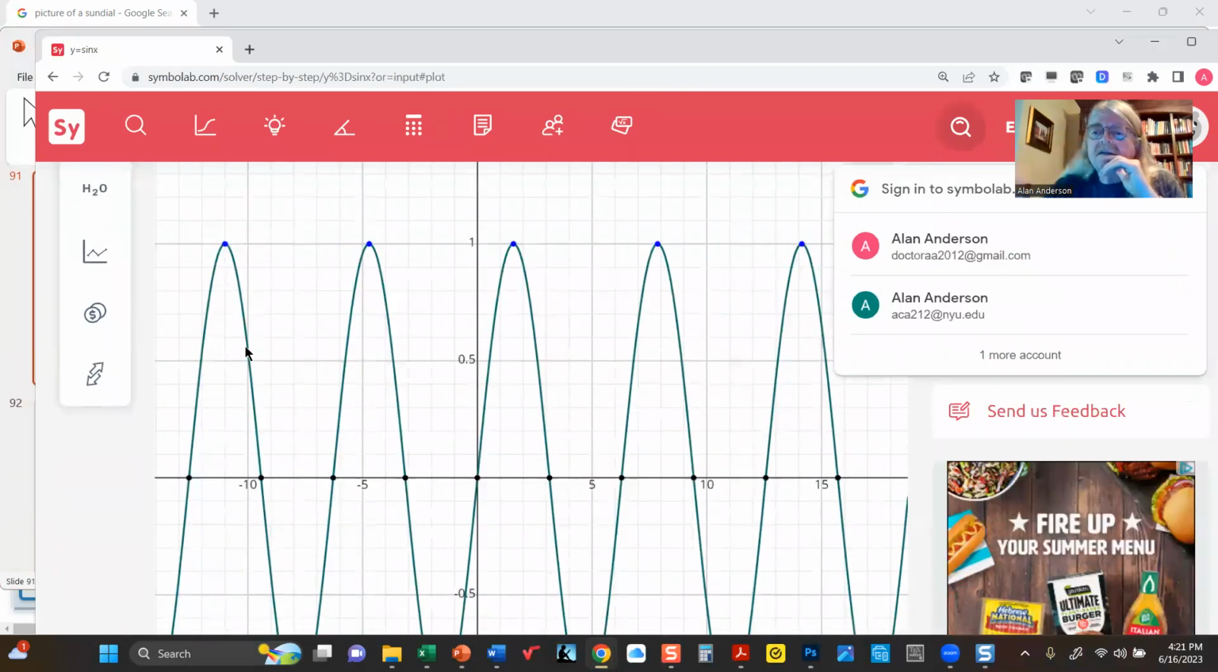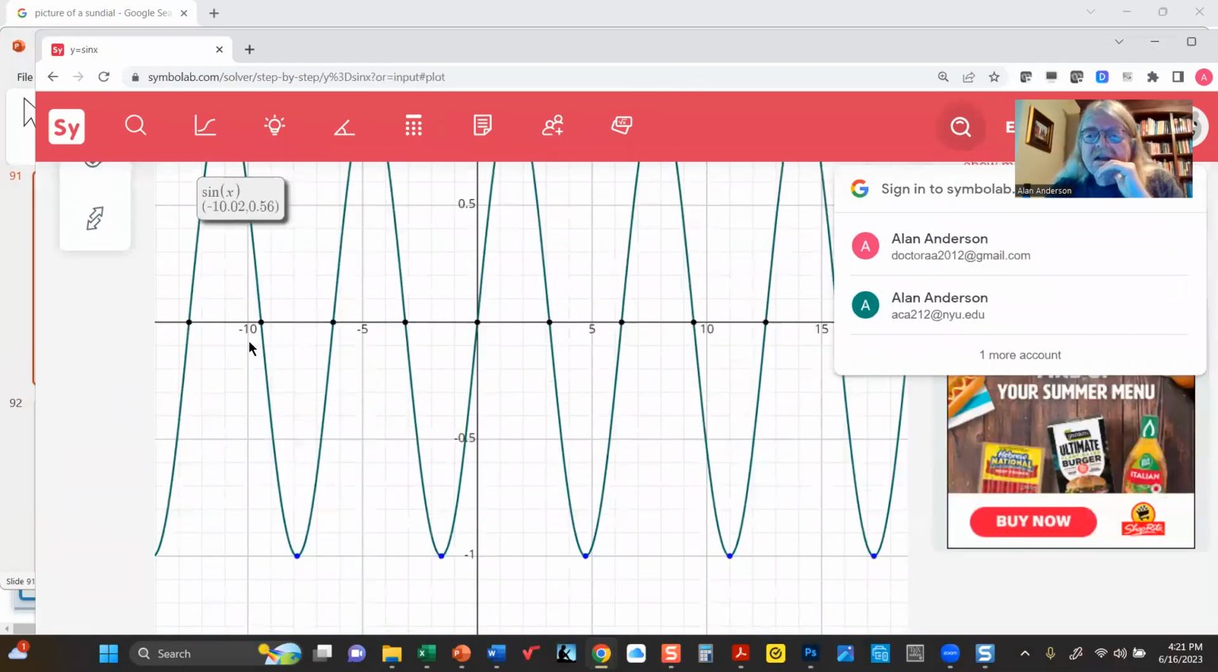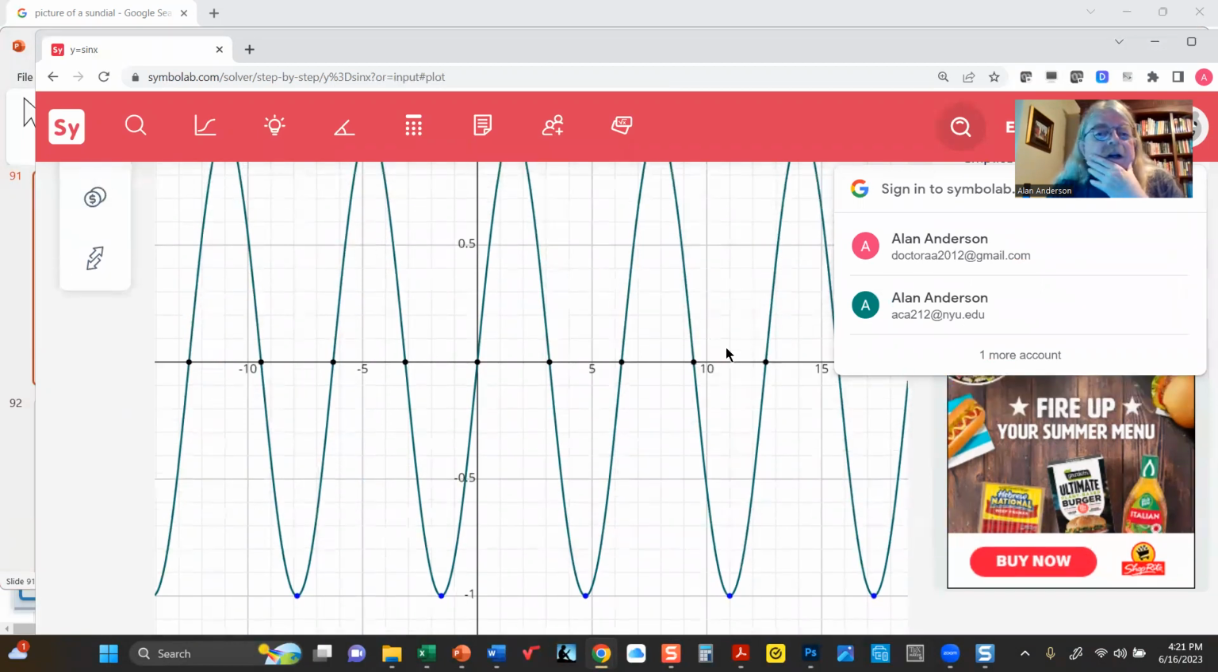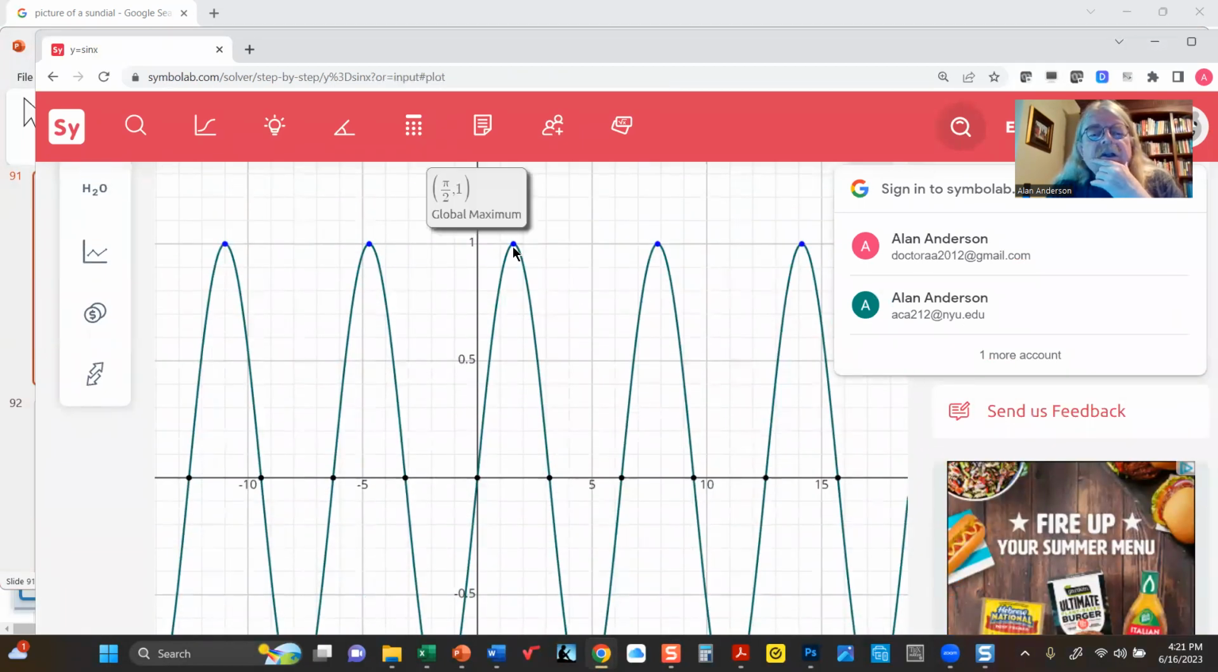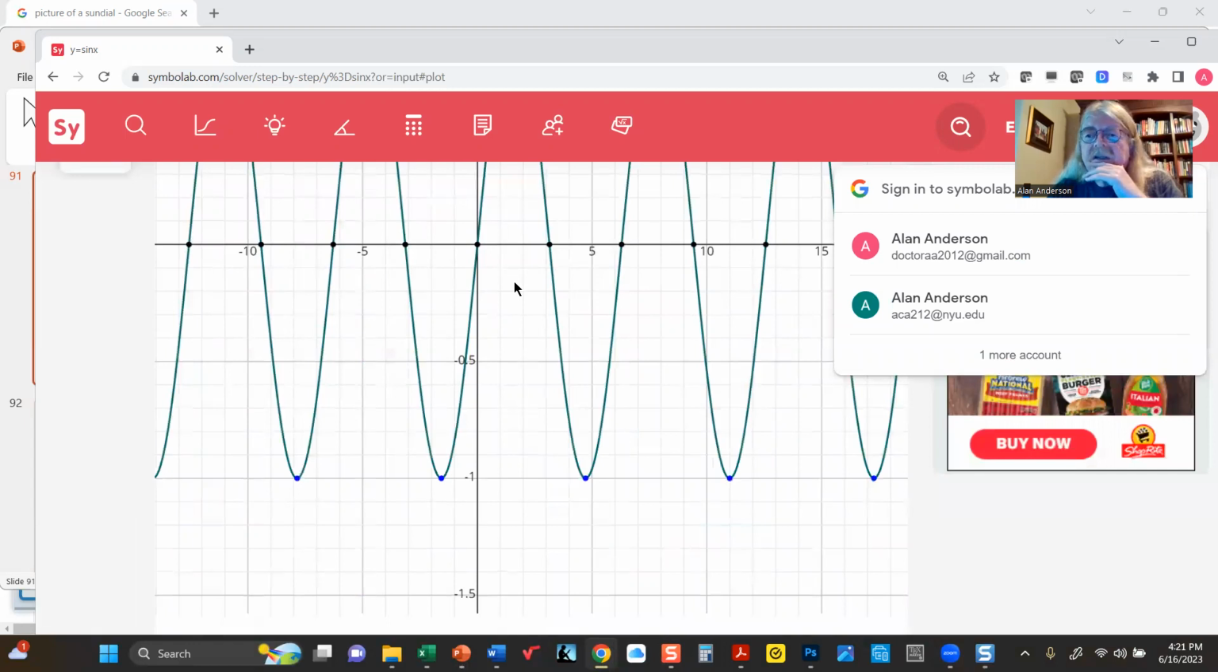It's just a bunch of repeating waves, I guess you could call them. And if you notice, the entire real number line is covered. In other words, there's no restrictions on X. As far as Y is concerned, you'll notice that Y can reach +1 or -1 or anything in between, but that's it. So the range is the closed interval between negative 1 and +1. The domain is all the real numbers.